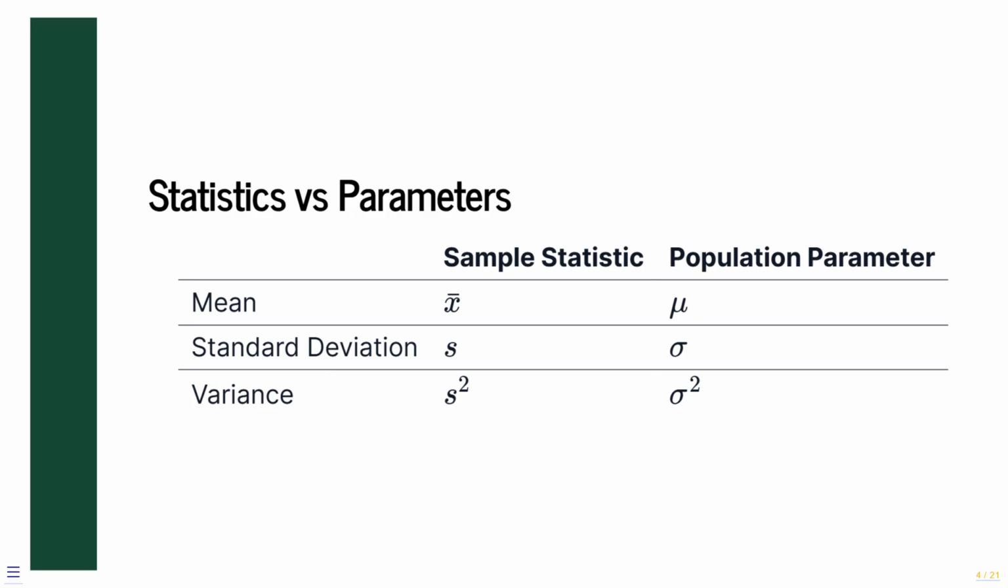It is common to use different notation for sample statistics and population parameters. The sample mean is written as x bar, while the population mean is written as the Greek letter mu. The sample standard deviation is denoted s, while the population standard deviation is sigma. Likewise, sample variance is s squared and population variance is sigma squared. This notation reminds us whether we are describing observed data or the underlying probability distribution.